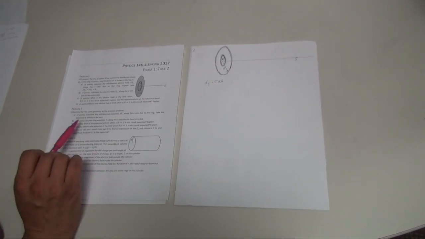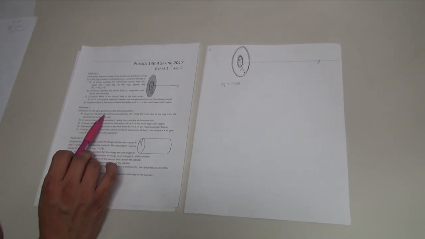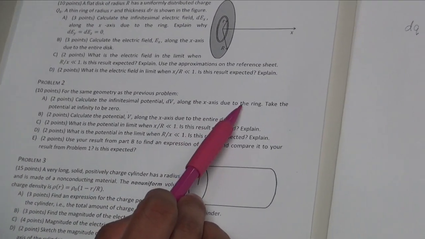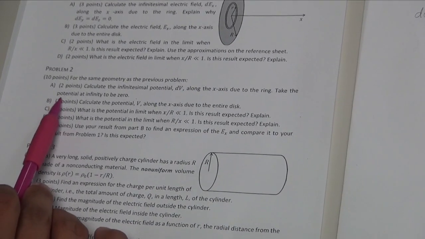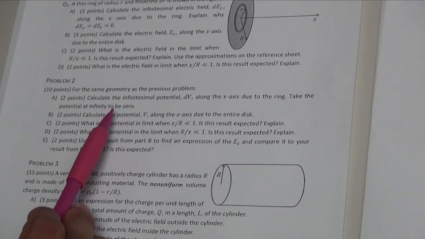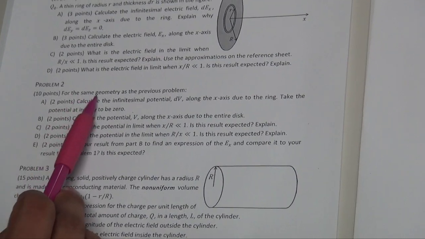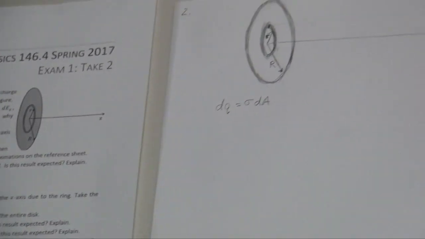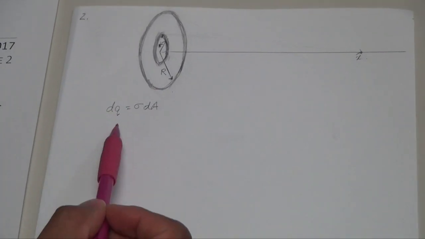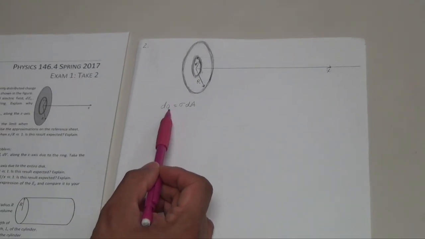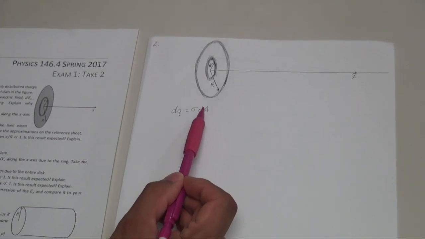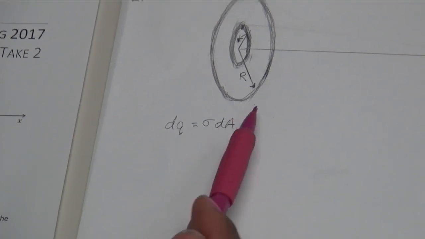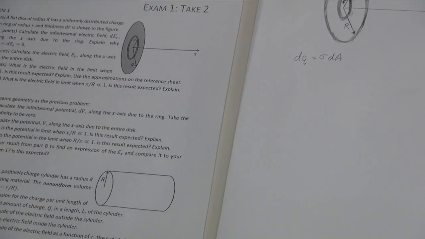Okay, so for problem 2, we have to calculate the infinitesimal potential along the x-axis due to the ring. And we are told to take the potential at infinity to be 0. So we use the same geometry as problem 1. We have that here. And we know that the infinitesimally small charge dq equals the charge density times an infinitesimally small area. So what is the area?